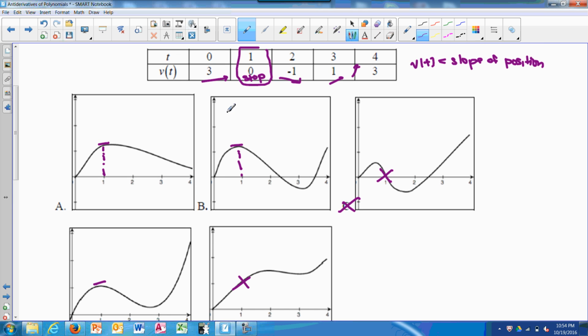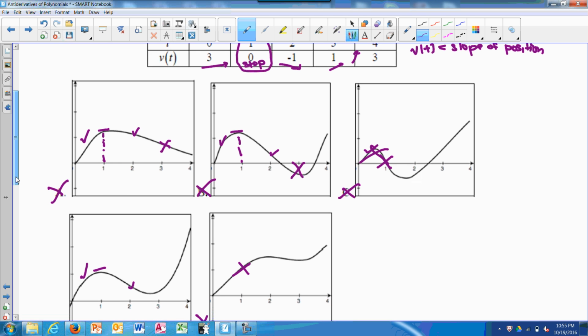I need to make sure I have a positive slope prior to 1, so we're good for all of these graphs. Whoop, I don't need that one. Don't even look at it. We had to have a negative slope at time 2, which we have here, and here, and here. We need to have a positive slope at time 3, which we don't have for this one, so we can eliminate A. And we don't have it for this one, so we can eliminate B.